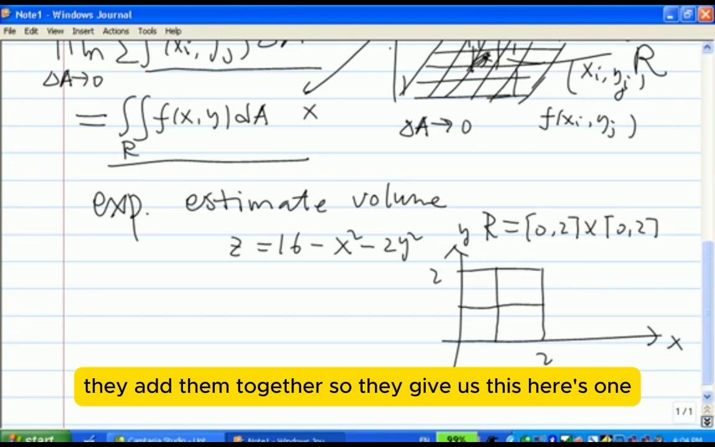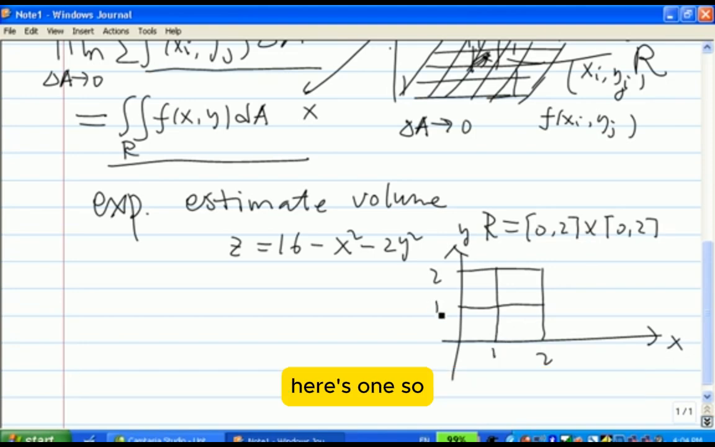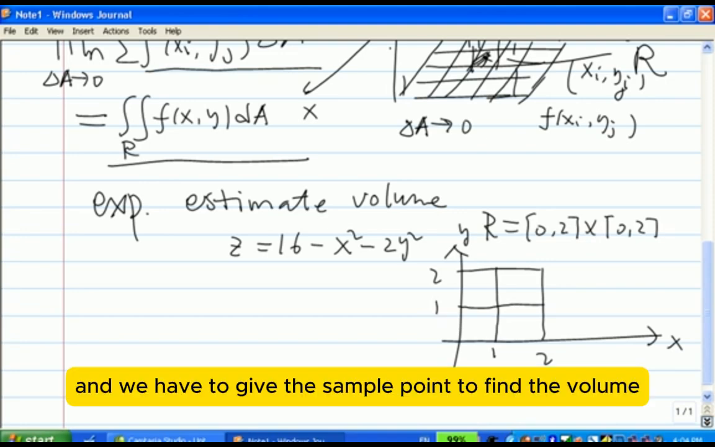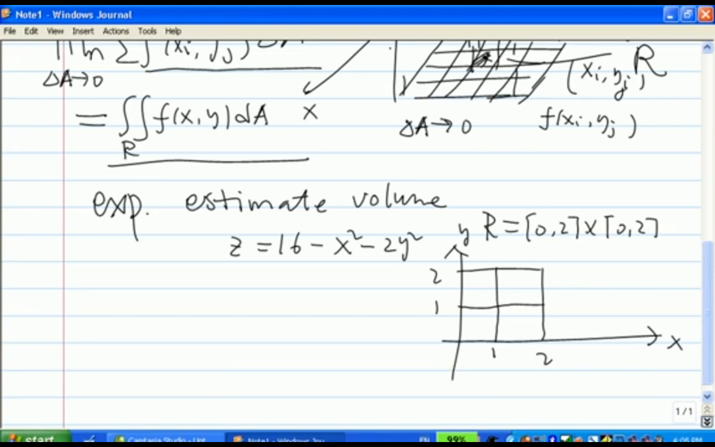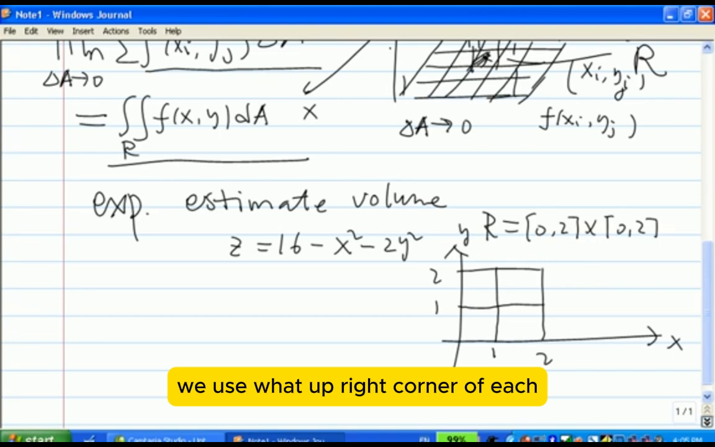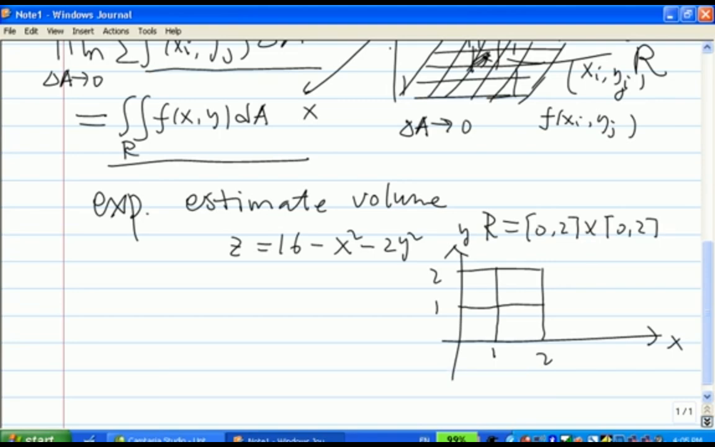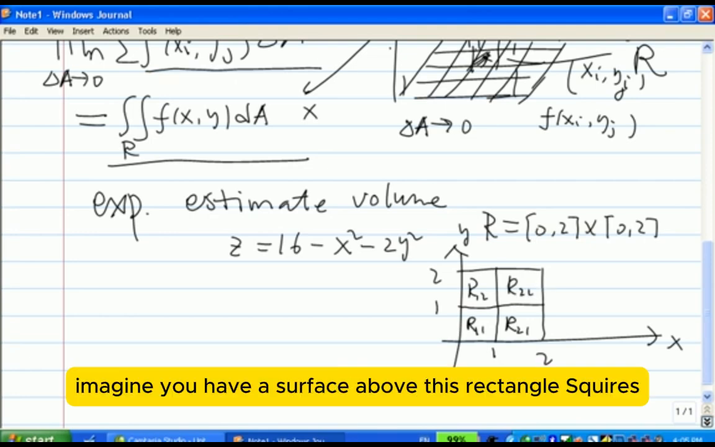So they give us this. Here's 1, here's 1. We have to give the sample point to find the volume for each rectangular box. Now we use the upper right corner of each. We call these R11, R21, R12, R22.